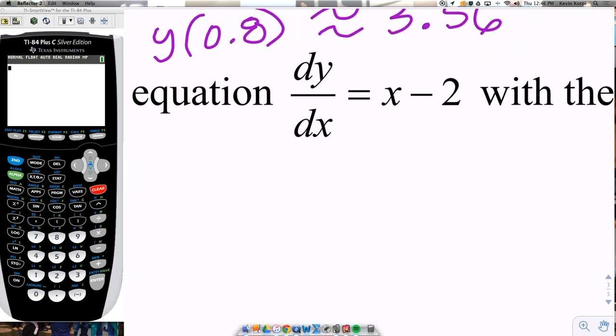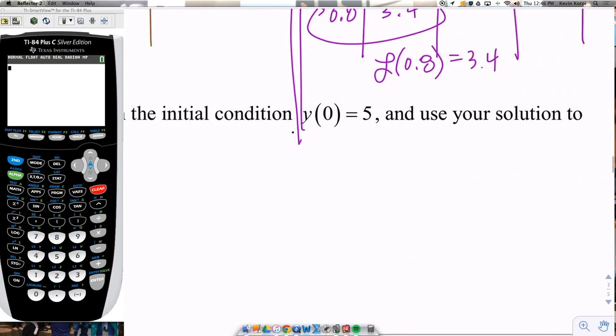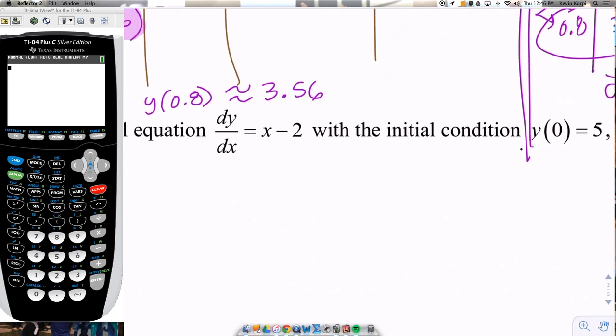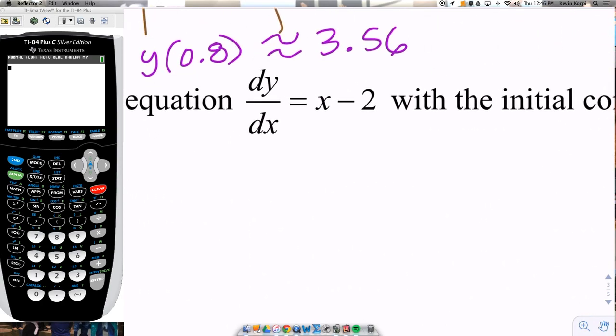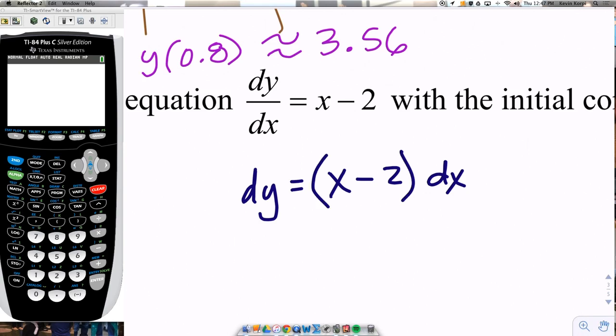with the initial condition 0.5, and then use it to find the actual value of y of 0.8. Okay, so step 1, separate the variables, right? This one's pretty easy. dy equals (x minus 2) dx. Yeah, you would need parentheses. Good. So there would be the separation check. Integrate both sides, and of course you get y equals 1/2 x squared minus 2x plus c.